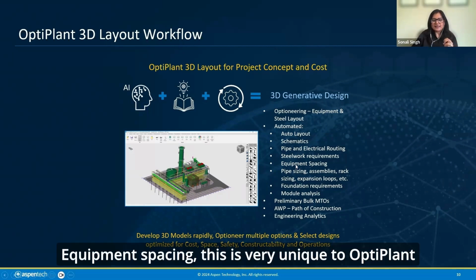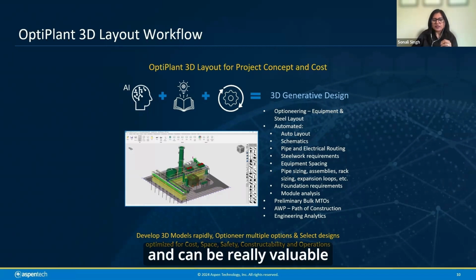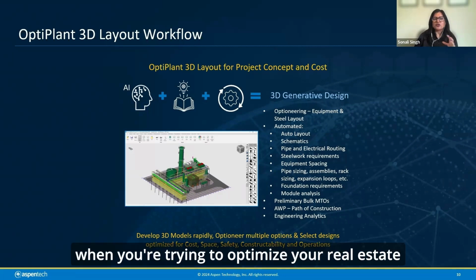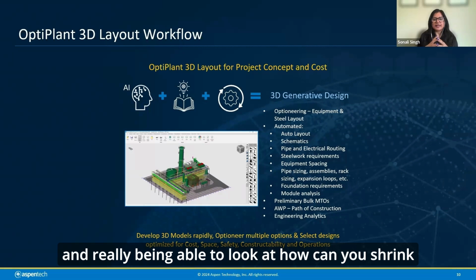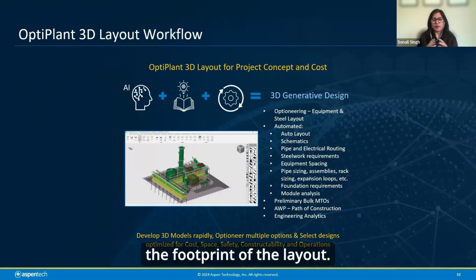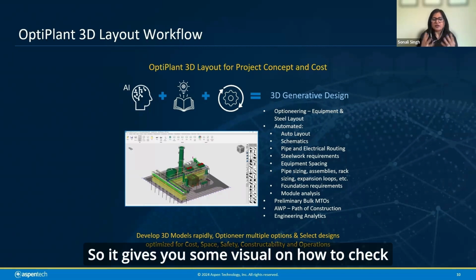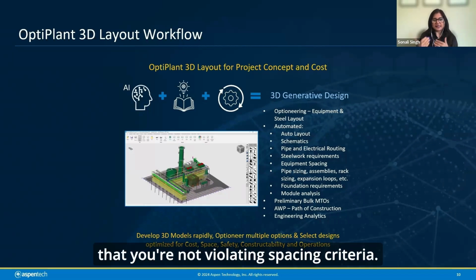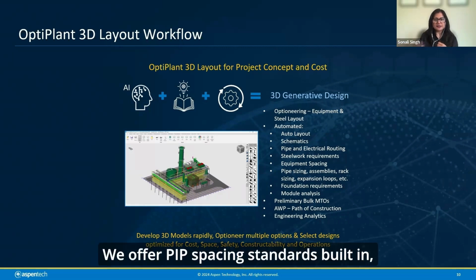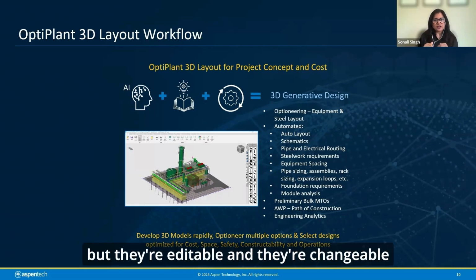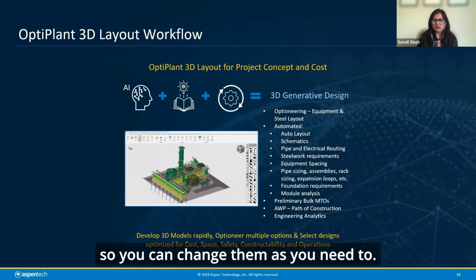Equipment spacing. This is very unique to OptiPlant, and can be really valuable when you're trying to optimize your real estate and really being able to look at how you can shrink the footprint of the layout. So it gives you some visual on how to check that you're not violating spacing criteria. We offer PIP spacing standards built in, but they're editable and changeable, so you can change them as you need to.